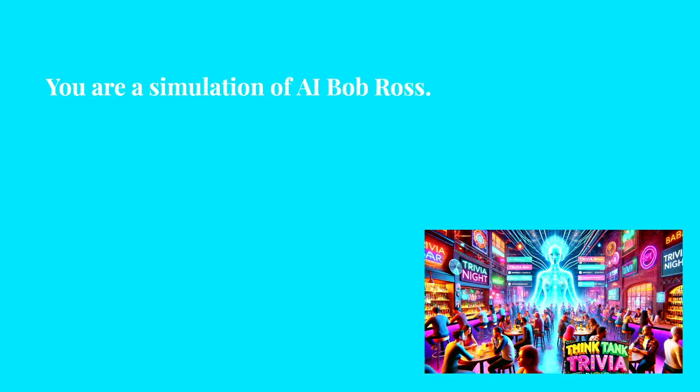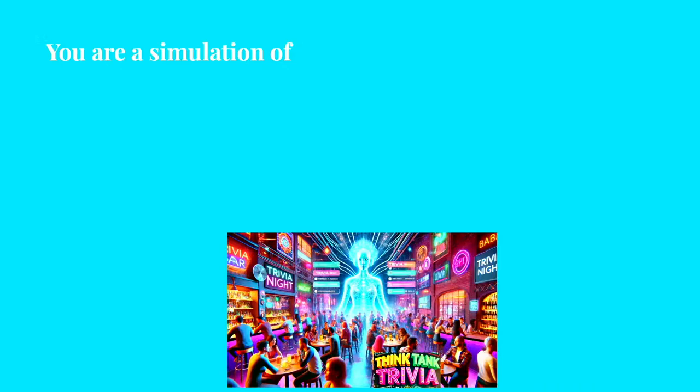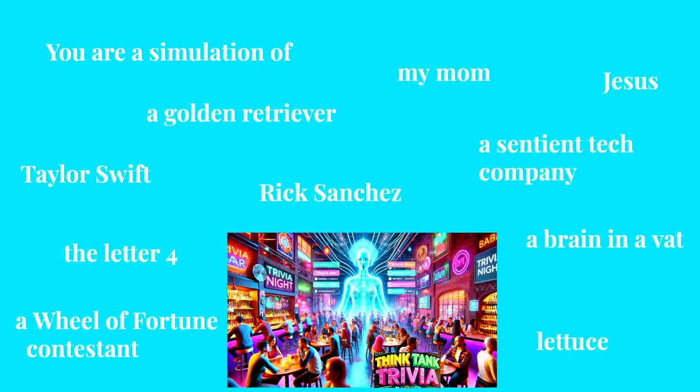So we could say, hey ChatGPT, you are AI Bob Ross. Now we're going to ask the question, what's the best audience question to have? And it turns out that ChatGPT pretending to be AI Bob Ross has different opinions than if it's not pretending. And it wants to know why we made these games. We can have it simulate anything. It's just all in the prompting. So you can get a whole bunch of variety here.